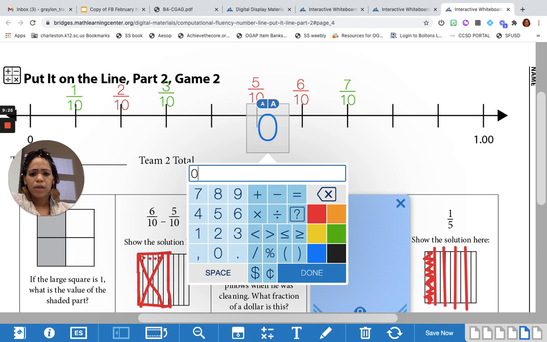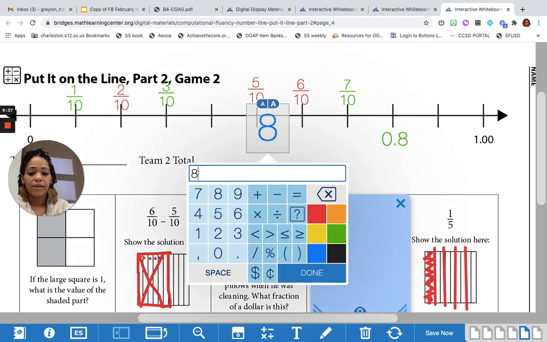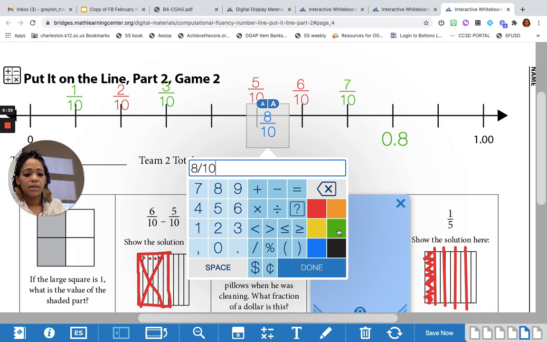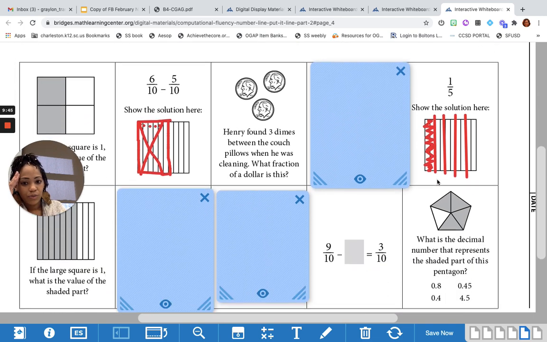It was your turn, right? Yes, it was. 8/10, and I will put it here, but I'm also going to write that as a fraction. 8/10. Oh, come on. Come on, Miss Trammell, you got to do this. Which one are you going to choose?